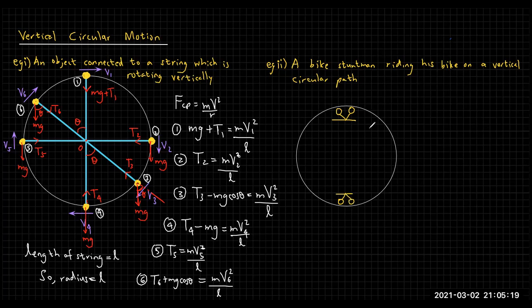Yeah, very good. Obviously, he has to go faster, because only if he goes faster can he maintain the contact between the surface and his tires. Okay, so there was a model paper question. The question was this: let's say the radius of this vertical circular path is given as simply r.